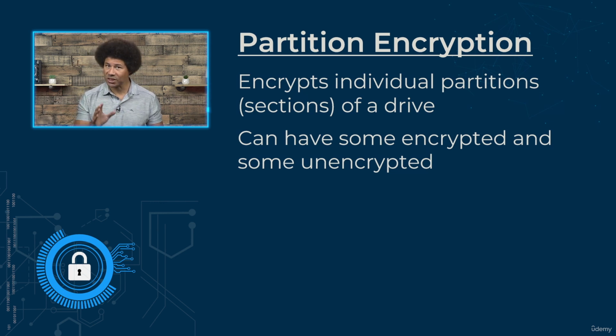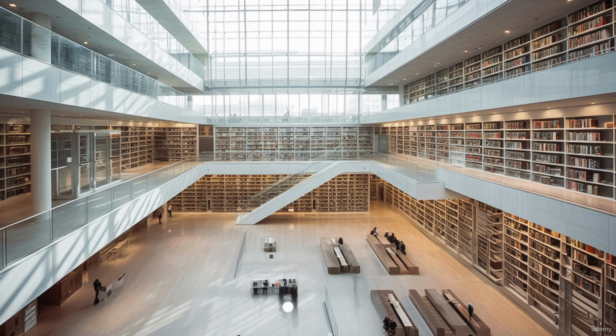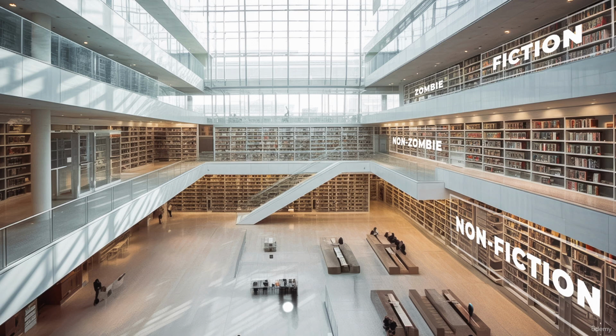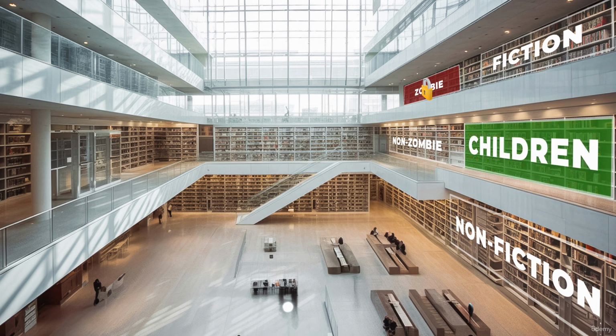Partition encryption is a type of encryption that focuses on encrypting individual partitions or sections of the hard drive. A partitioned hard drive might have different sections dedicated to different purposes, and partition encryption can protect one or more of these sections while leaving others in their unencrypted state. Imagine the library is divided into different sections like fiction and nonfiction, zombies or even non-zombies, even children's books. Partition encryption is like putting a lock on an entire section. You can keep certain sections locked while allowing access to others. If someone breaks in, they might only access the children's section, but not the confidential zombie section. We don't want anyone going in there.